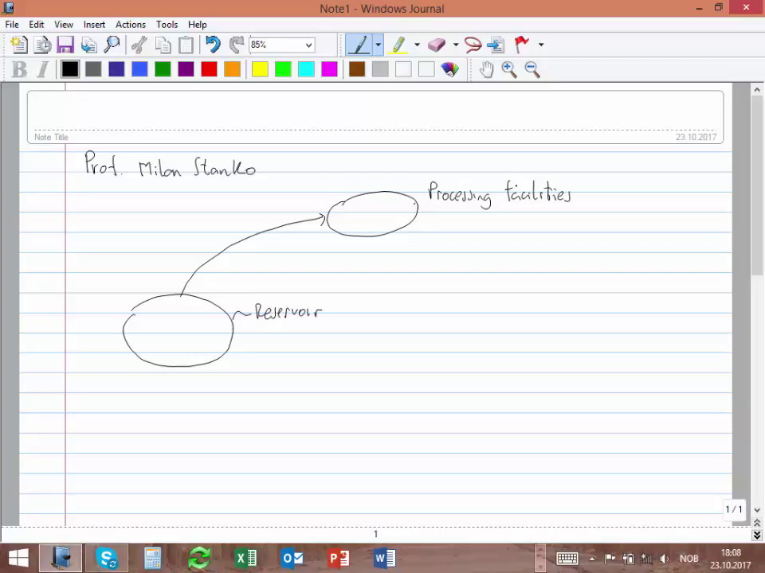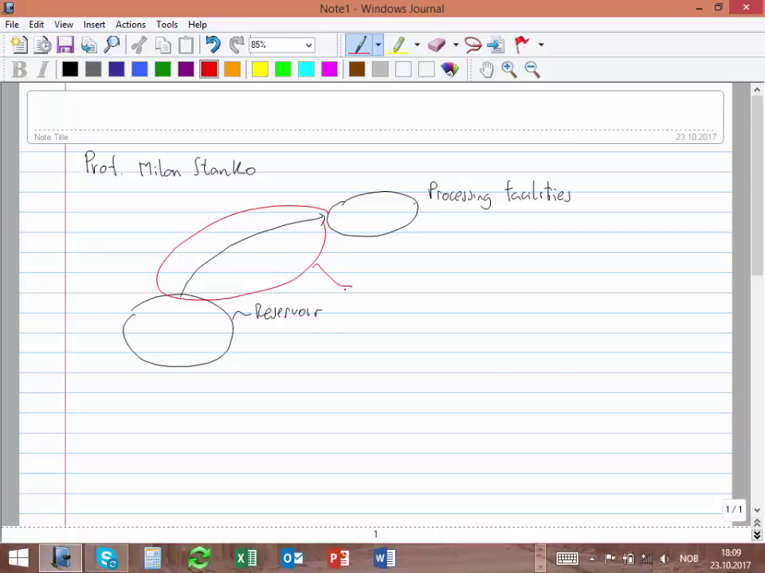By the way, how many of you have had some internship or some contact with the oil industry, so you know how a well looks like, or a separator looks like? None of you? Okay.